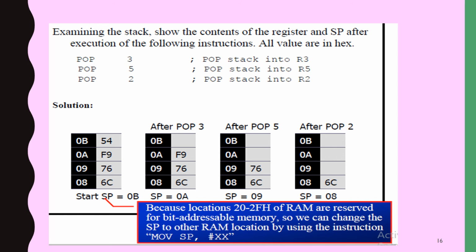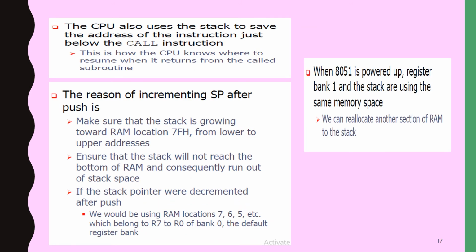So we can change the SP to another RAM location by using the instruction move SP, comma, whatever you want to give. So whatever address you want to give, that also you can do. Like you can write move SP, comma, #4F and so on. And when we use pop, we have seen how the contents are changed. The CPU also uses the stack to save the address of the instruction just below the call instruction. This is how the CPU knows where to resume when it returns from the called subroutine.